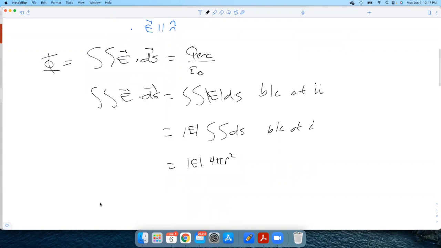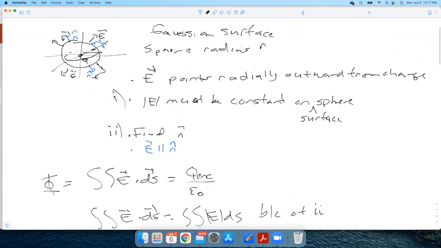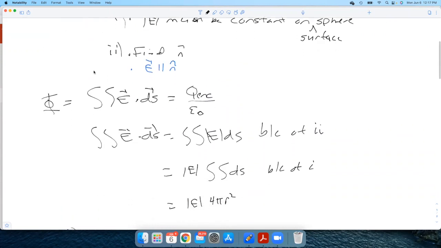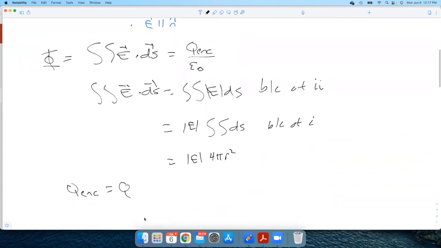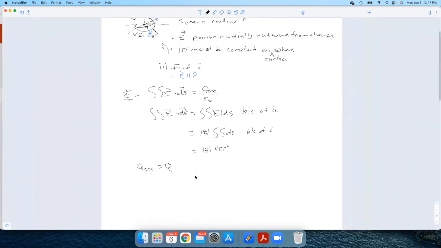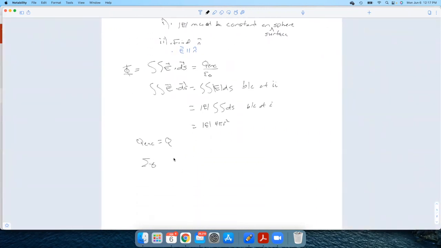Okay, what about the right-hand side? Charge enclosed. How much charge lives inside my surface? And it's all right there. I called it Q. That's all the charge I have. It all lives inside the surface. So now I can put those two together. E times 4 pi r squared equals Q over epsilon naught. Don't forget your epsilon naught. And so magnitude of E equals Q over 4 pi r squared epsilon naught.